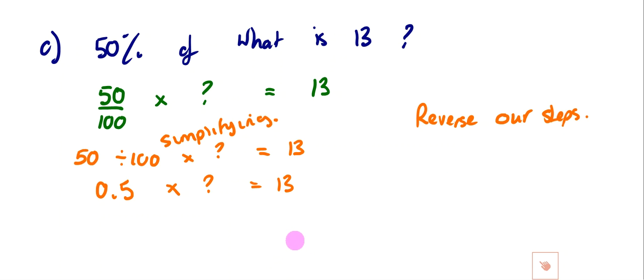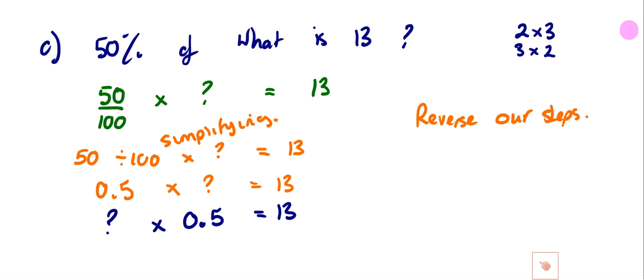Charlie? 13 times. But why? You've kind of answered a different question here. 13 divided by 0.5, I could do that, and that is what we want to do, but what I'm trying to get to, guys, is that multiplication can be written the other way round. Do you all remember doing that? The reason is because 2 times 3 and 3 times 2 are the same thing.